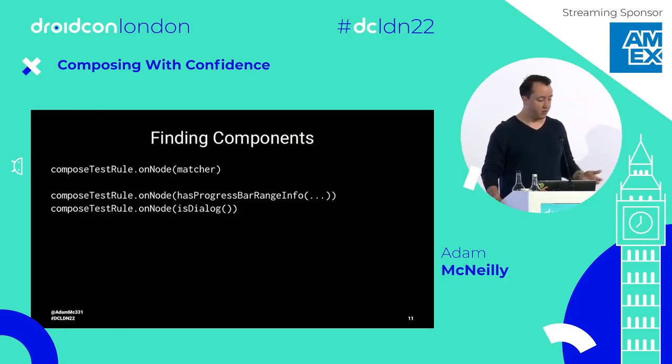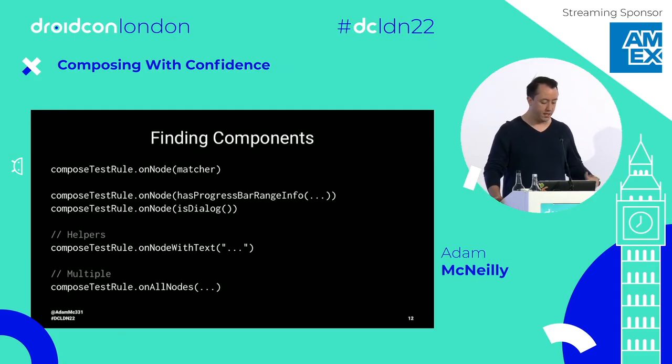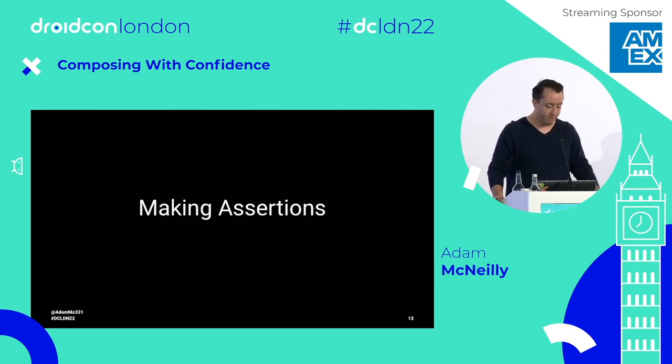And thankfully, Compose actually has helpers for common matchers we might use. Instead of onNode hasText, with hasText being a separate function, it's all one thing, onNodeWithText. There's also onNodeWithContentDescription, onNodeWithTag. We'll look at tags in a little bit. And similarly, if you expect something to appear more than once, there's symmetry with onAllNodes with some matcher. And then there's assertions.